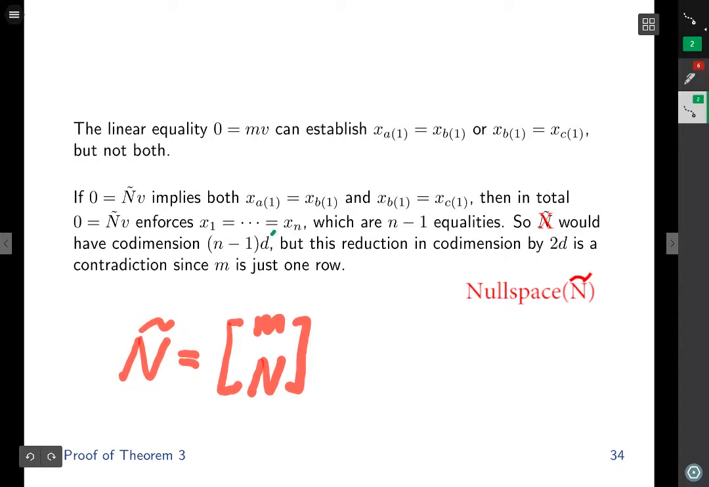If we do the counting, these are n minus 1 equalities. So N tilde would have a codimension of n minus 1 times d. But this reduction in codimension by 2d is a contradiction. We only added m to our linear system, and m is just one row. The additional row can reduce the codimension by at most d, not 2d.